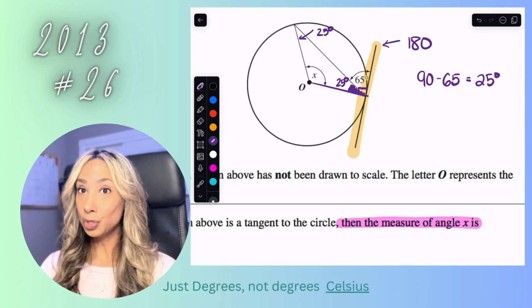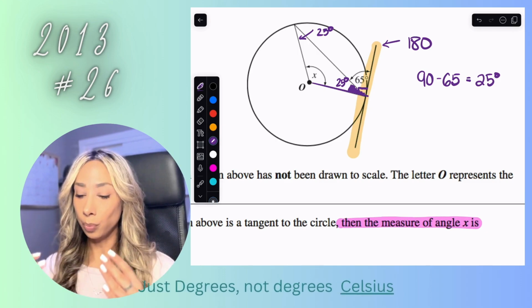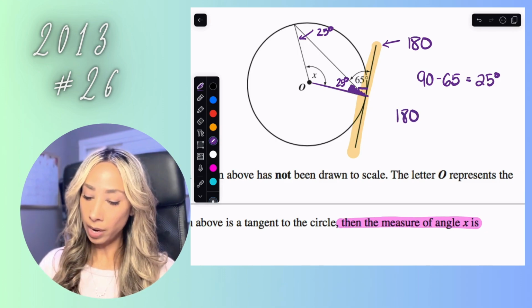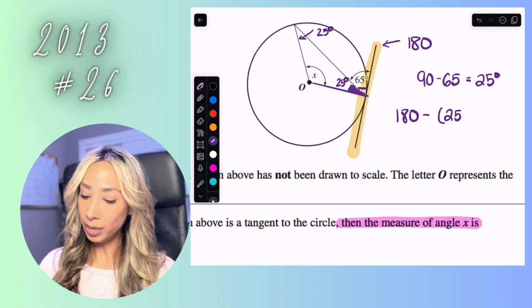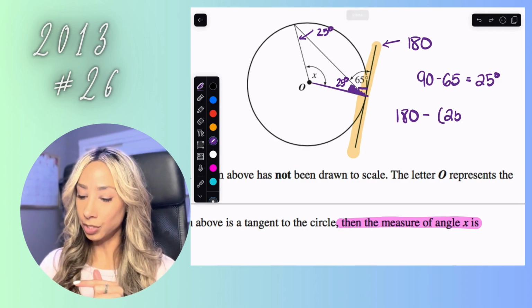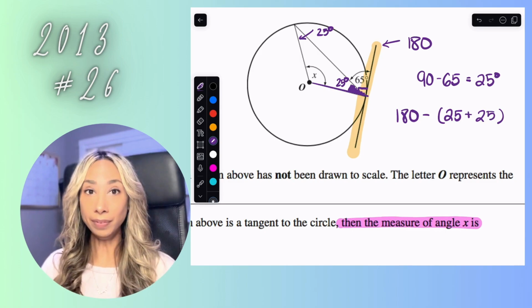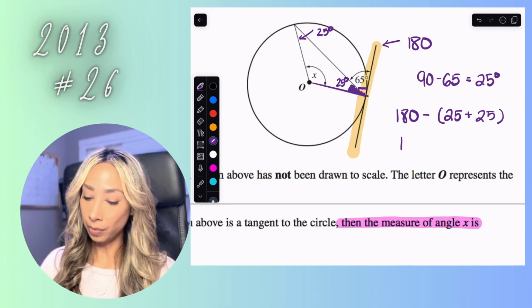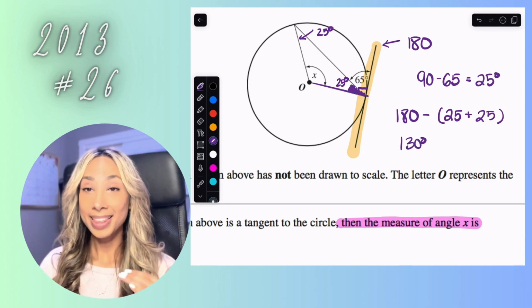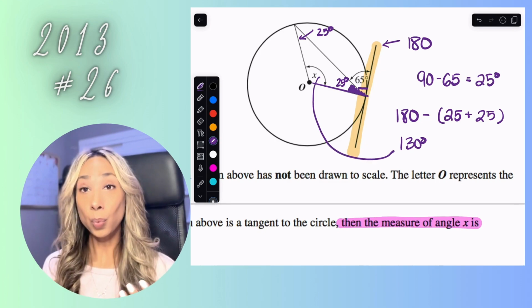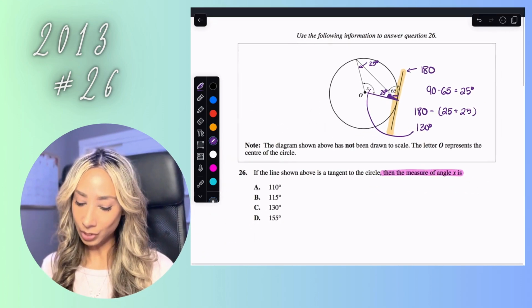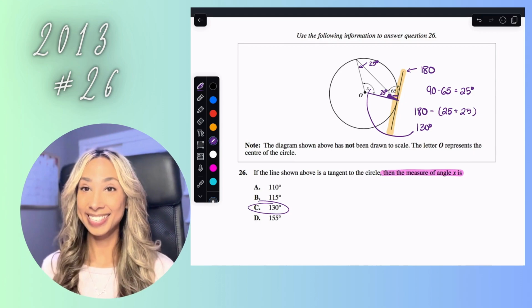Now, we know with a triangle, all the angles add up to 180, so we essentially can go 180, take away our 25 from the corner where the tangent is, plus the 25 at the top, so really we're taking away 50, that's going to leave me with the remaining 130. That means angle X is going to be 130. So our answer to this question is C.